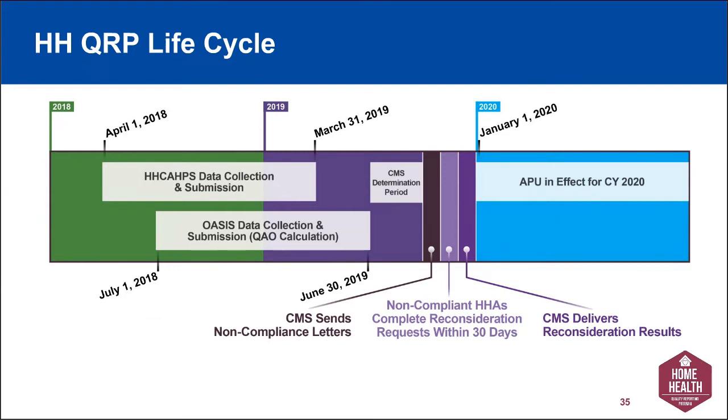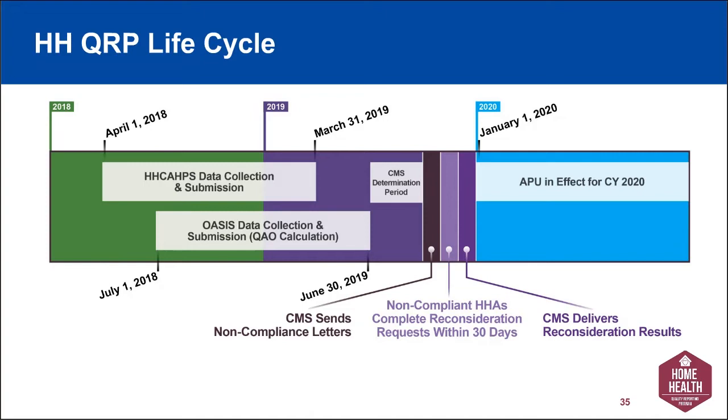This is a graphic of the entire cycle of the home health data collection, submission, and determination that informs the outcome of the APU for a home health agency. We will review this life cycle in greater detail later in the presentation, but it is helpful to see how the components of this timeline fit together.